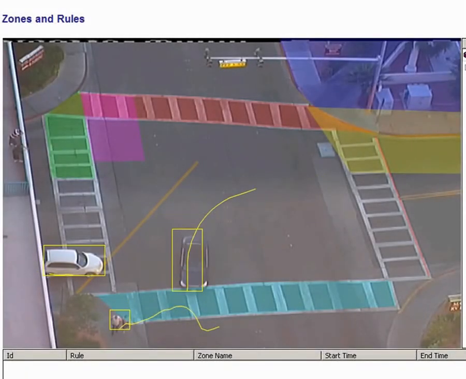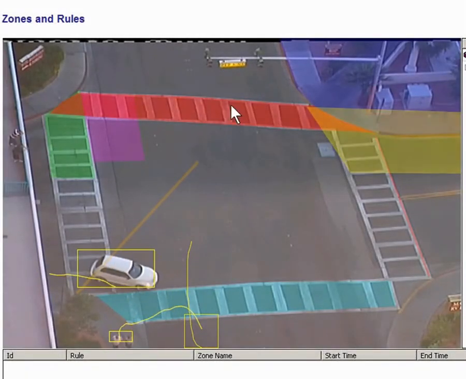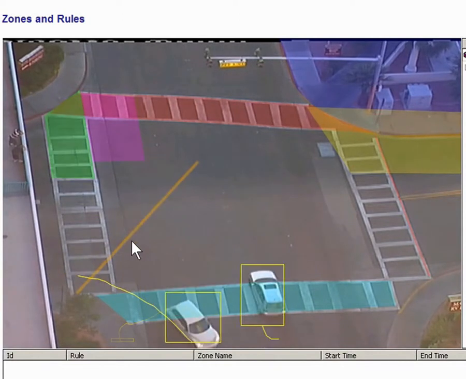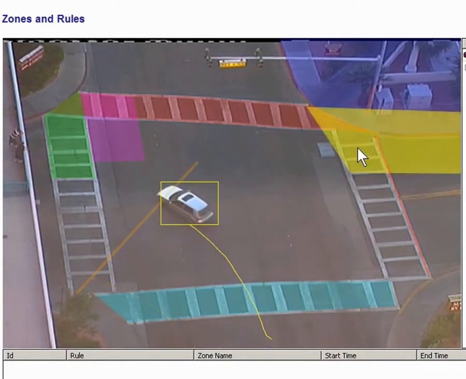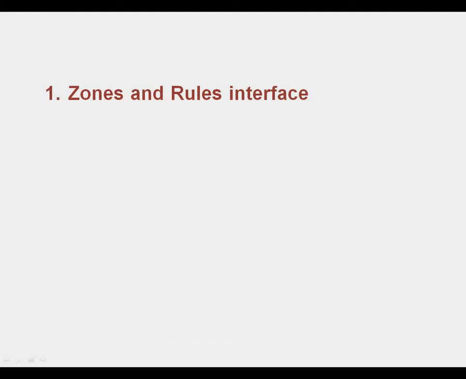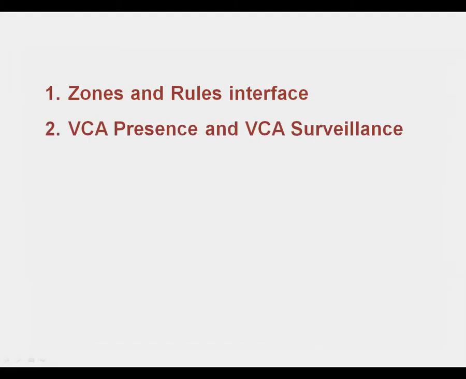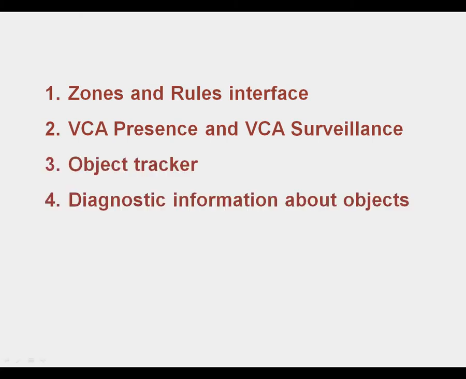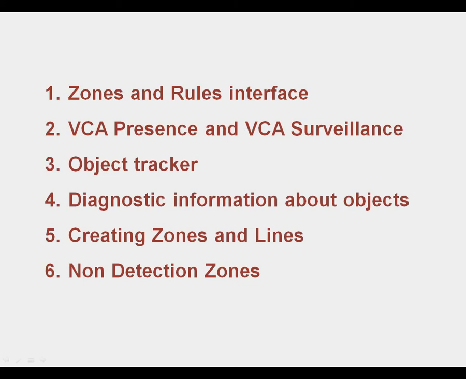In this video tutorial, I am going to show you how to set up zones and lines, and describe the zones and rules interface in more detail. The 6 topics that I will cover are zones and rules interface, the difference between VCA presence and VCA surveillance, the object tracker, diagnostic information about objects, creating zones and lines, and finally non-detection zones.